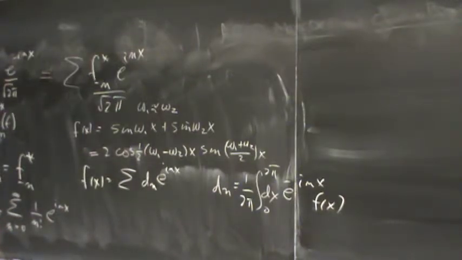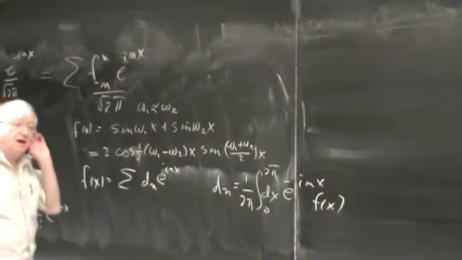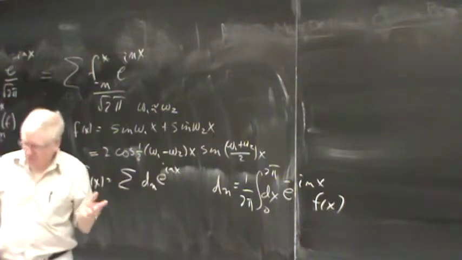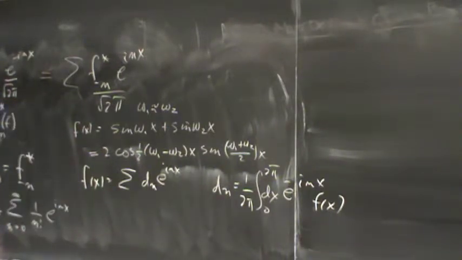If it's just a periodic interval 0 to L, would it just be 1 over L there instead of 1 over 2 pi? Right. There's a 1 over L. Absolutely. That's coming up, I'll be getting to that in maybe 10 to 15 minutes.